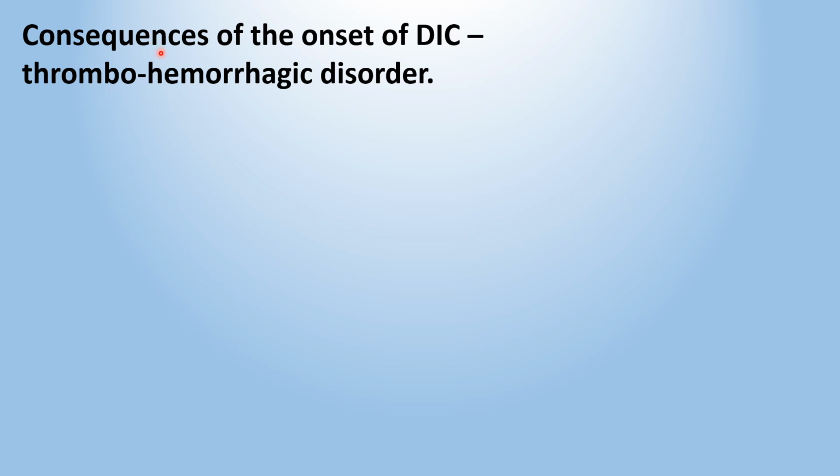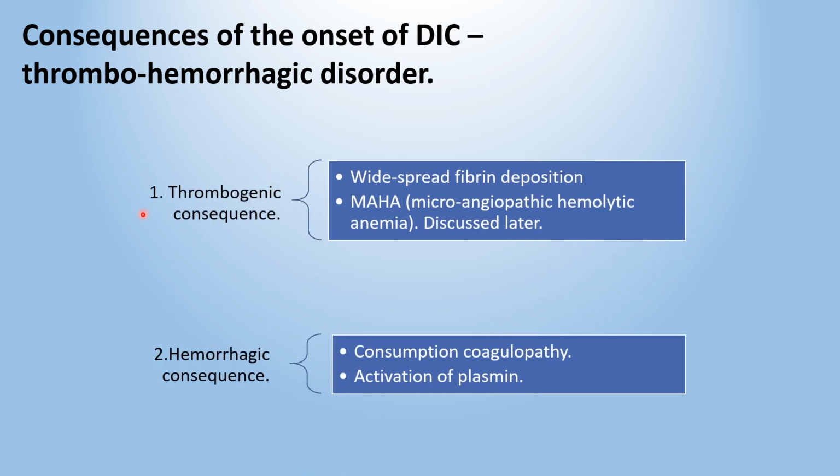Well, let's look at the consequences of the onset of DIC. We said before that it's a thrombohemorrhagic disorder. So as the name suggests, it has thrombogenic consequences and it has some hemorrhagic consequences. Thrombogenic consequences include widespread fibrin deposition and MAHA, which stands for Microangiopathic Hemolytic Anemia. The hemorrhagic consequences include consumption coagulopathy and activation of the plasmin system.